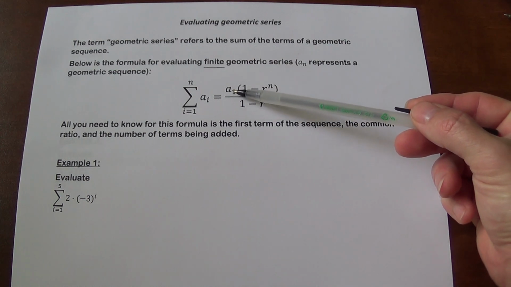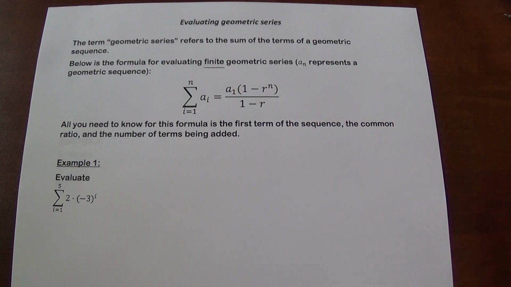A sub 1 is the first term, r is the common ratio, and n is the number of terms that you're going to be adding. So let's go ahead and try to work with that. Those are the things we're going to need to know. We're going to start with sigma notation.